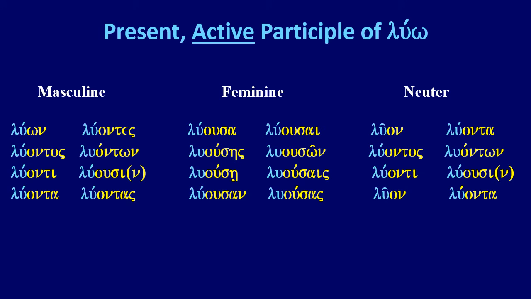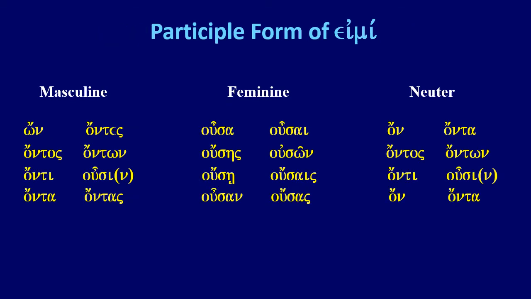And for this slide, what I've done is simply highlighted in light blue the stem from the verb luo, which is lu. I did that in order for you to see the connecting vowels, the participle marker, and the case endings. If you take off the verb stem lu, notice in the next slide what we're left with. We're left with the participle forms for eimi, remember, "I am." So here's the declension for the participle form of eimi.